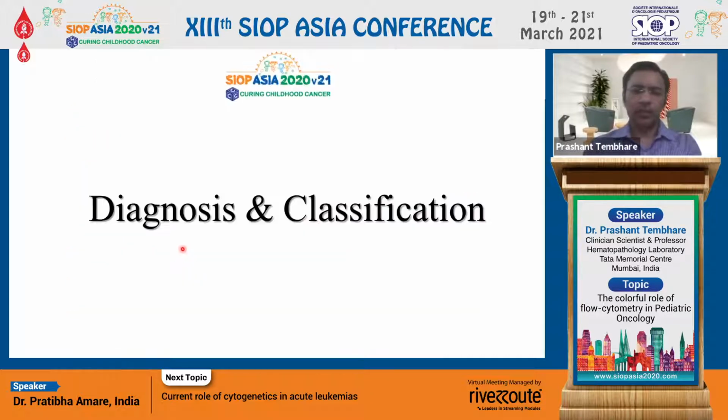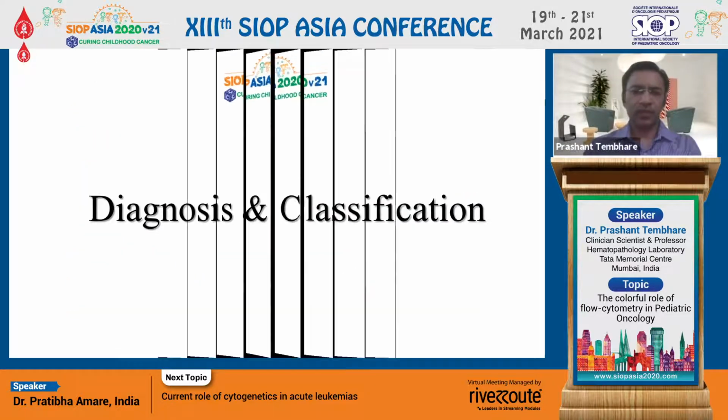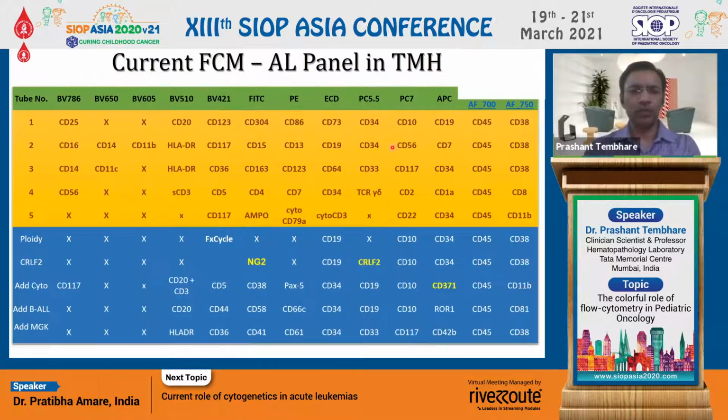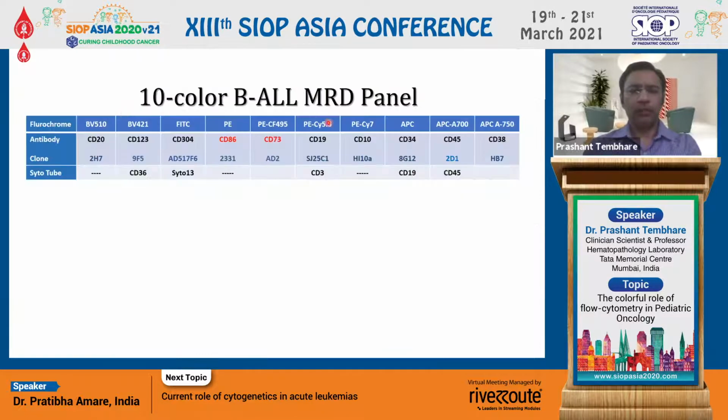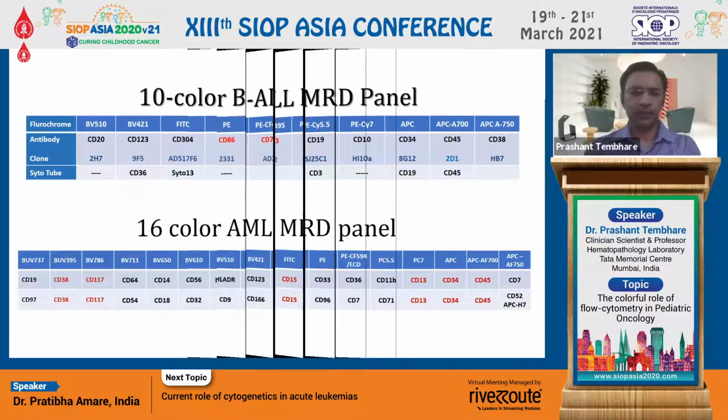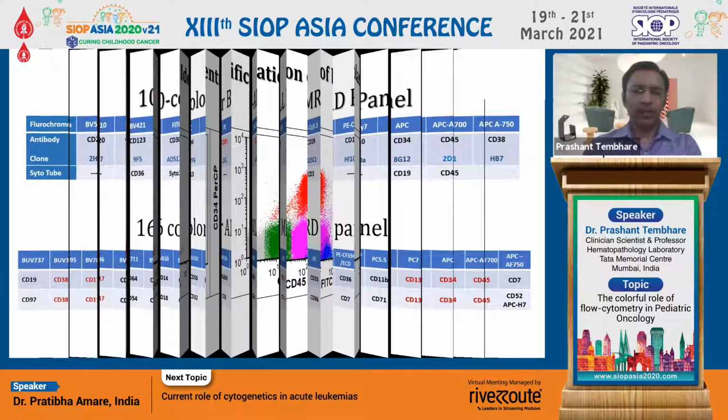So coming to the first application, that is diagnosis and classification. This is a panel in our lab. We use a huge panel. Basically, it's not needed, but it allows us to identify and subclassify in detail, as well as prognosticate the tumor, in the first attempt. That's why we use this huge panel. We also use a panel for B-ALL MRD, which is a 10-color single tube, and we use a 16-color antibody panel for AML MRD monitoring. Now, how do we identify blasts?